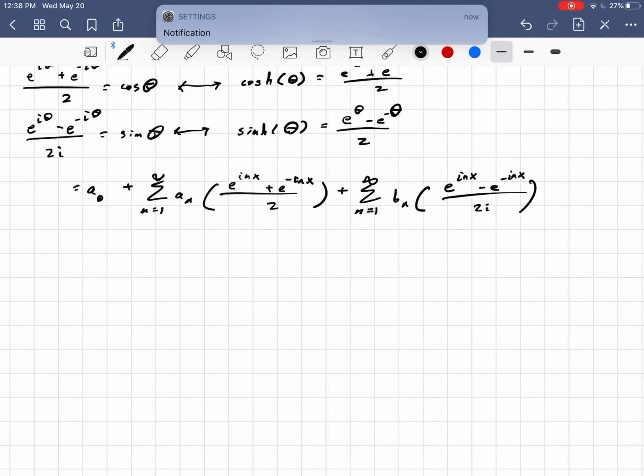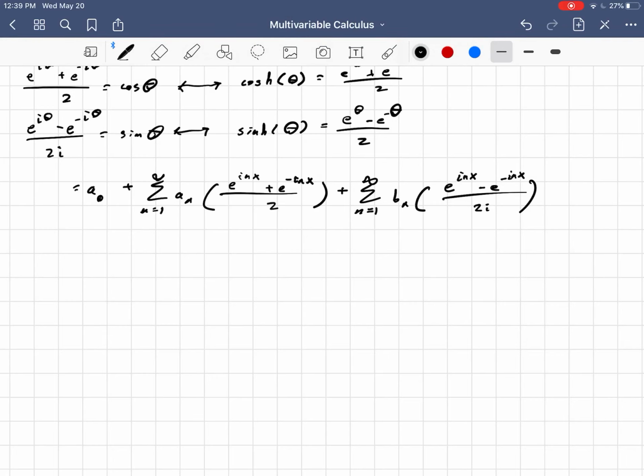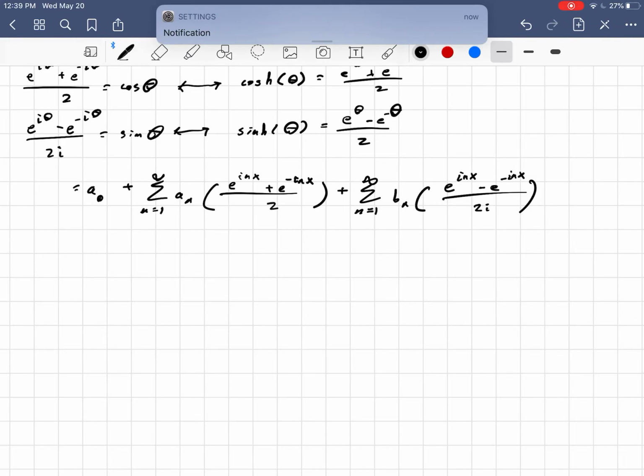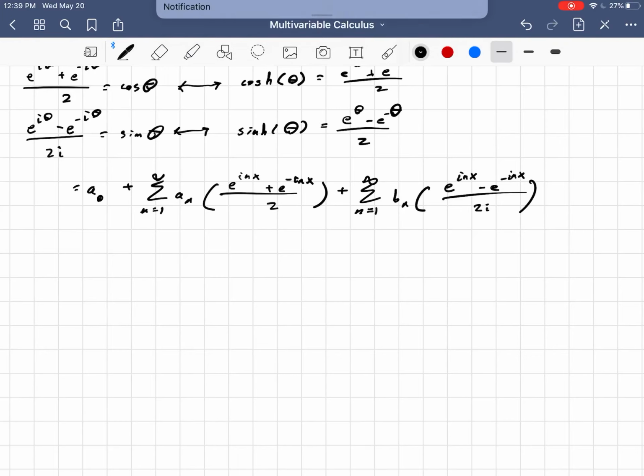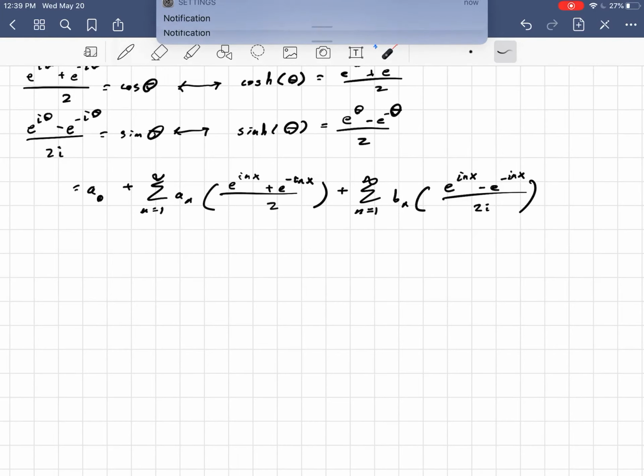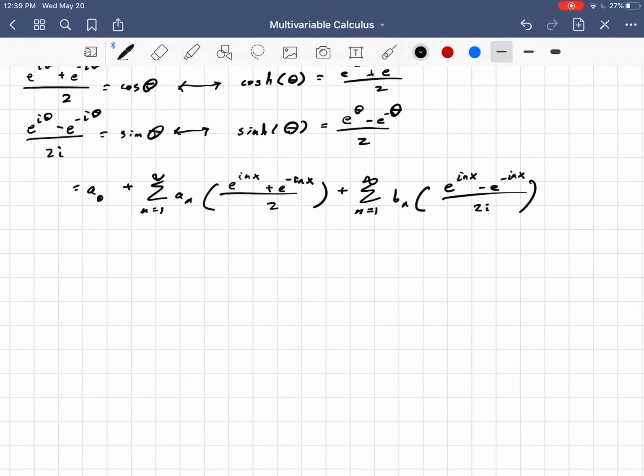And then from there, what I'm going to do is group each term by e to the i n x and e to the negative i n x. So basically, I'm going to find the coefficients of e to the i n x and e to the negative i n x, and write it as one summation. I'll write it as a naught plus sigma n equals 1 to infinity of, and now I'm going to put parentheses here.